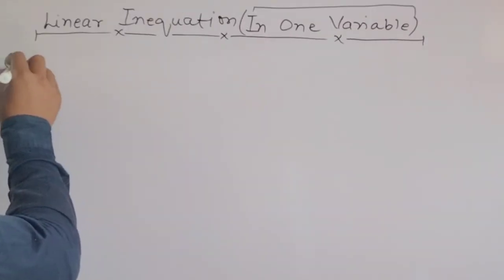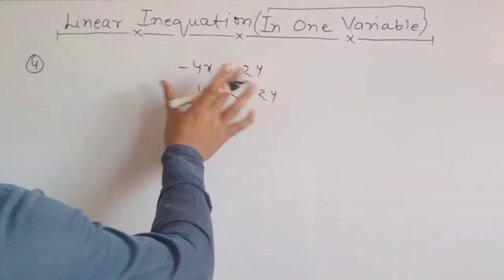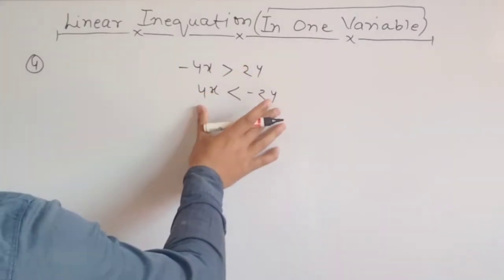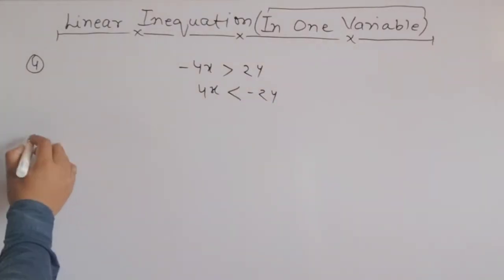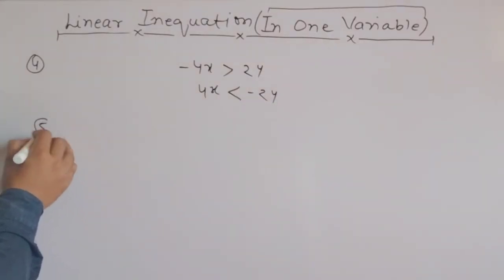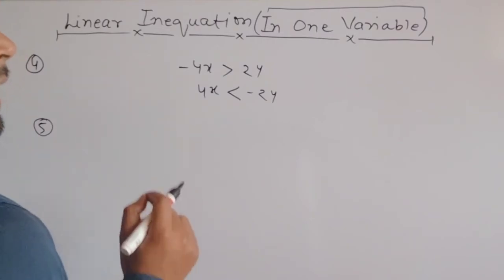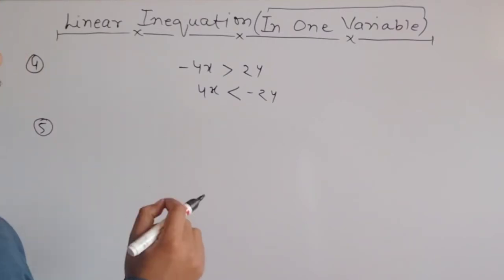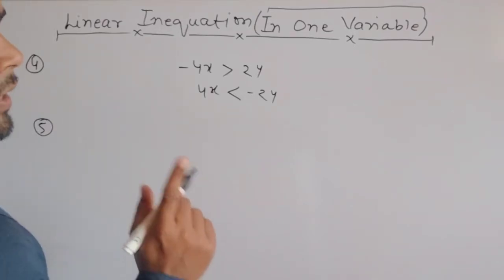And our fourth rule is, if we change the sign of both sides of an inequality, the inequality sign will be changed. Now we can solve it further. And our next rule is, if we divide or multiply by a negative number on both sides of an inequality, the sign of inequality will change.